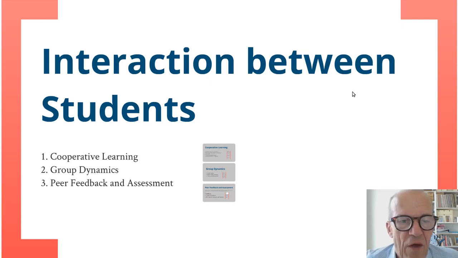In this third unit, we are focusing on interactions between students. Of course, teachers are also somewhere present and influence the learning environment, but the focus is on what students perform together and how they cooperate. So we're going to discuss various types of cooperative learning, and then we will zoom into group dynamics, and eventually we will discuss issues related to peer feedback and assessment.